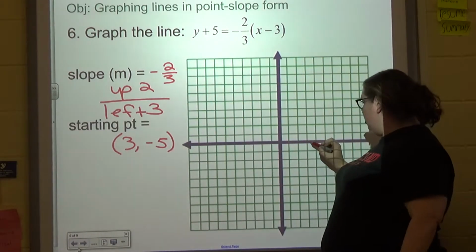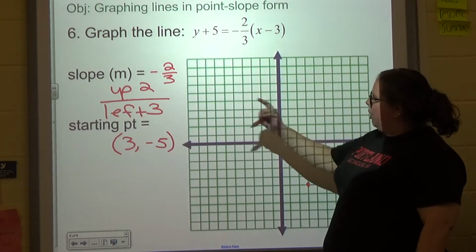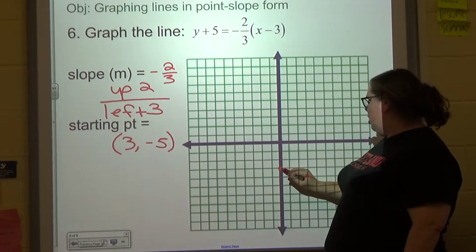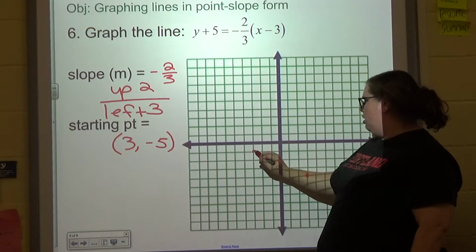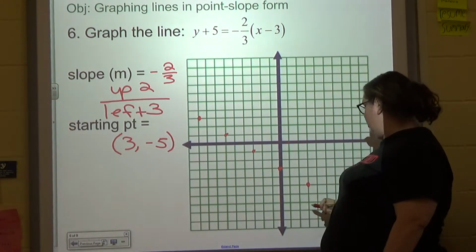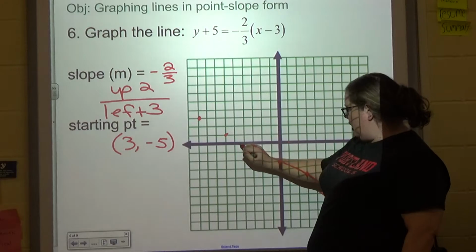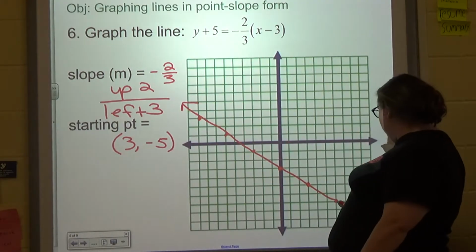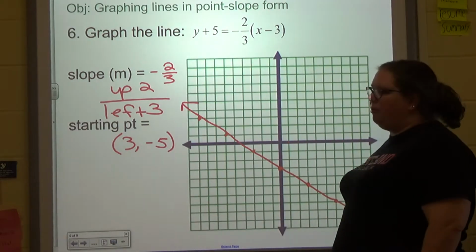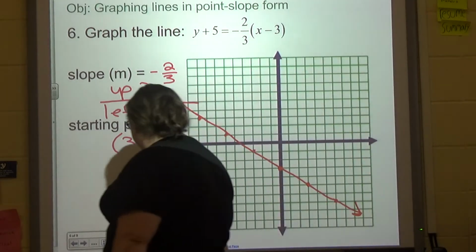Over 3. 1, 2, 3, 4, 5. From there, we're going to go up 2, left 3. Up 2, left 3. Draw our line, and if you have a ruler, use it. I mean, technically we should be using rulers, but it's kind of awkward with a smart board. All right, good. Let's do another one.